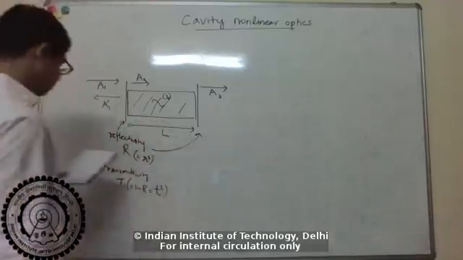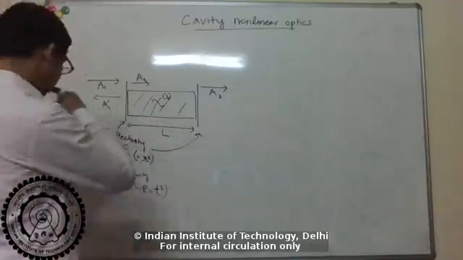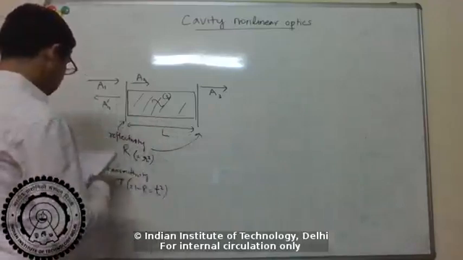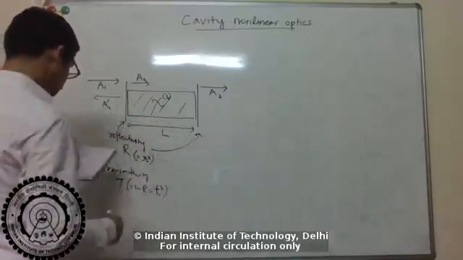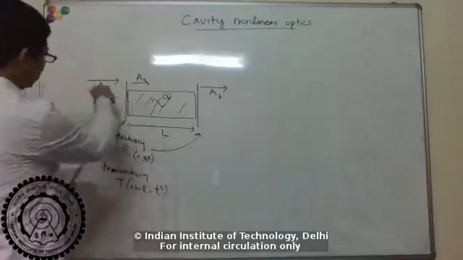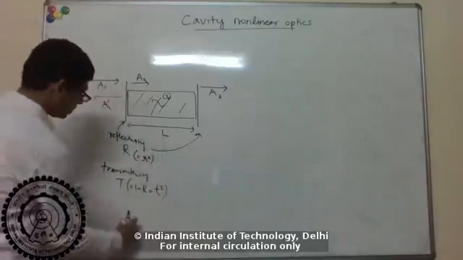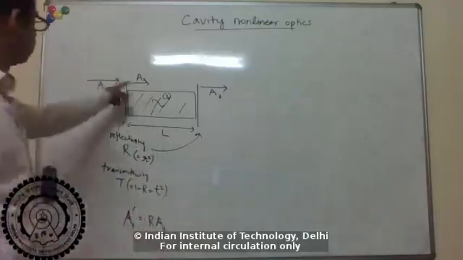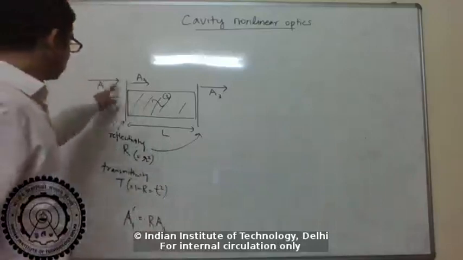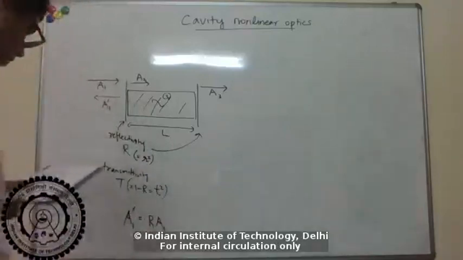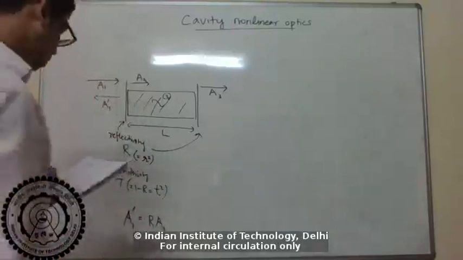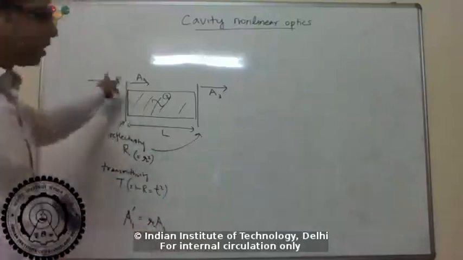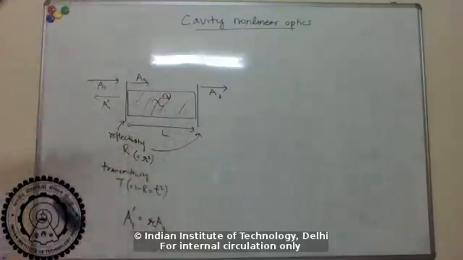So we know that A1 prime, the reflected field, is just r times A1, right? It's just the reflectivity of the mirror. Oh, sorry, small r, because the A's are the amplitudes, the electric field amplitudes.